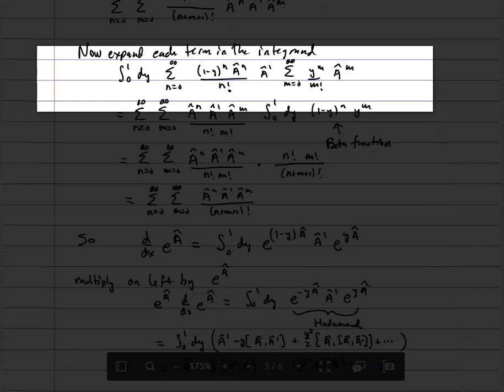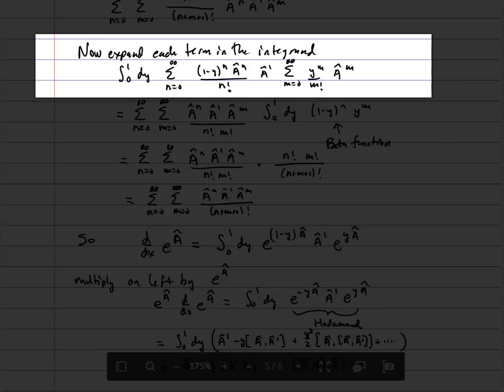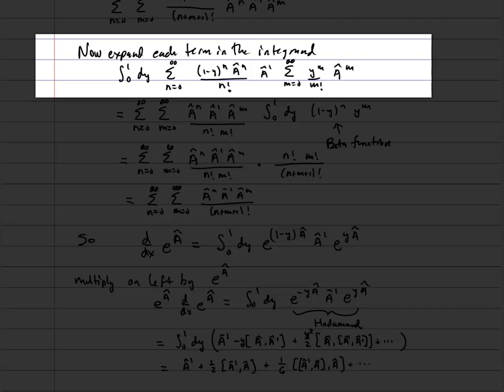Okay, now we're going to expand each term in the integrand. So we're now going to work backwards from the formula that we derived. So we first have to calculate that first integral. We have an integral from 0 to 1 dy of e to the (1 minus y)a, and then we had an e to the ya. So we're going to just calculate the power series expansions of e to the (1 minus y)a. That's going to be sum n equals 0 to infinity, (1 minus y) raised to the nth power, a raised to the nth power divided by n factorial. I have my a hat prime, and then I have the sum m equals 0 to infinity, y to the m over m factorial times a to the m.